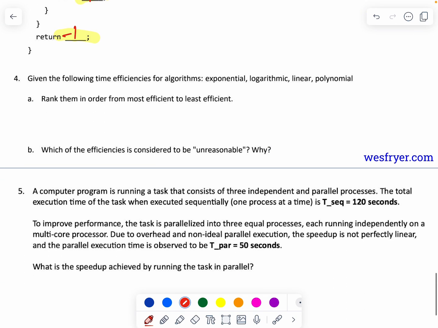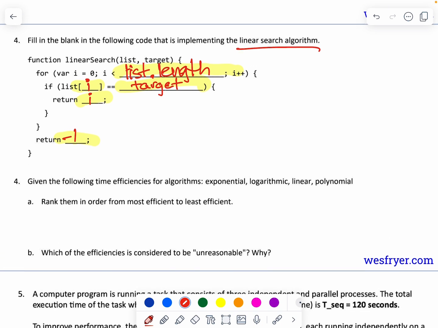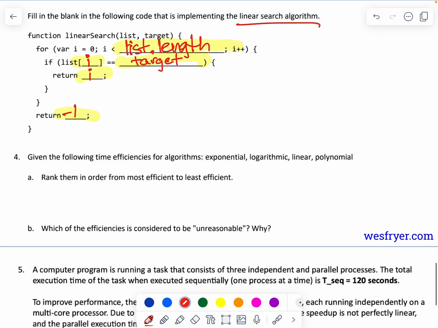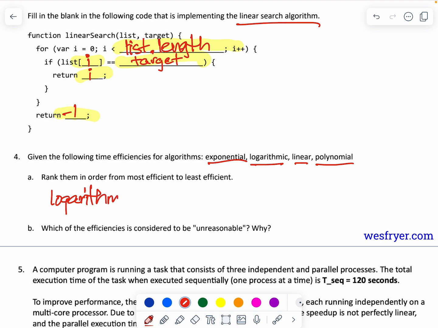Okay, the very last thing, and I actually didn't go over this in the last video, that was the last attempt. Given the following time efficiencies for algorithms, exponential, logarithmic, linear, or polynomial, rank them in order from most efficient to least efficient, okay? The most efficient is going to be logarithmic, okay? And that is what we're doing as a binary search, okay? It gets faster every time because we cut it in half every time. That is going to be most efficient.